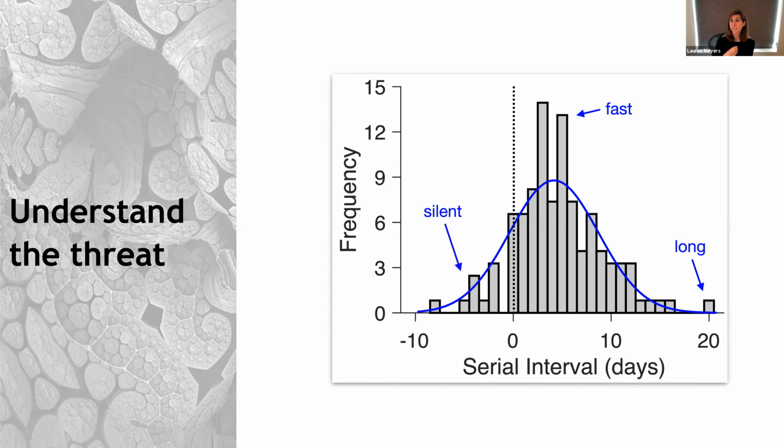But the most alarming observation was these negative serial intervals. What that meant was that the infectee actually felt symptoms before the infector. So this was our first piece of evidence that this virus was spreading silently, that this virus was spreading pre-symptomatically.